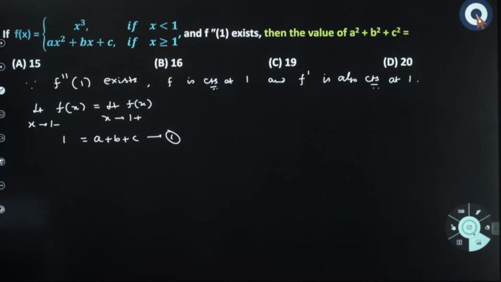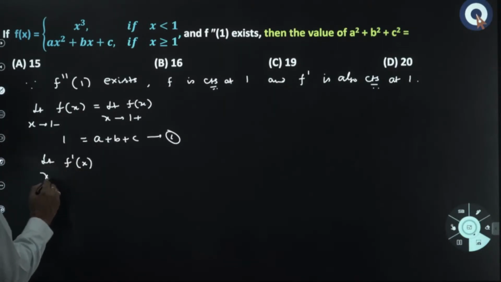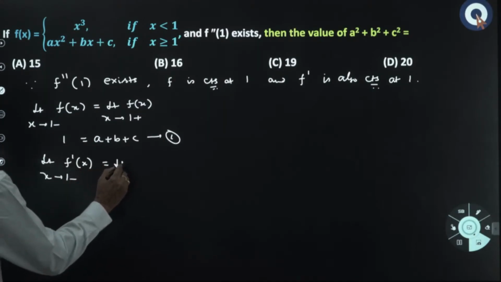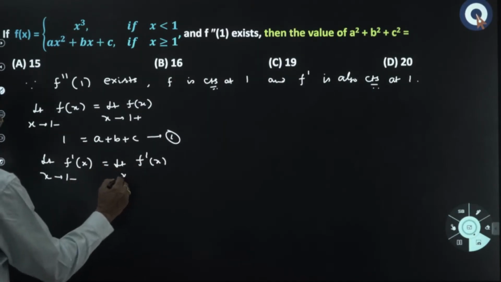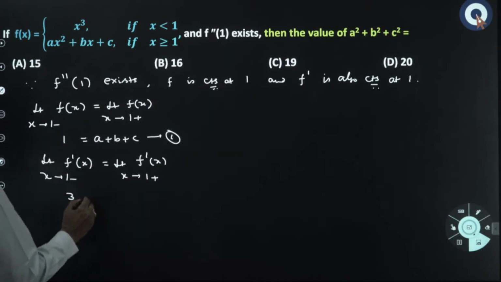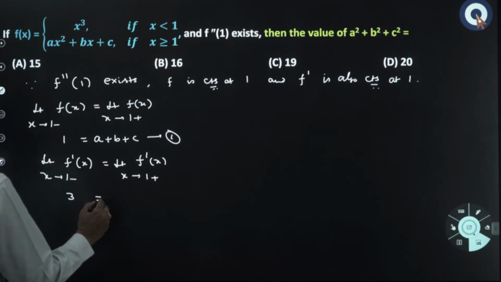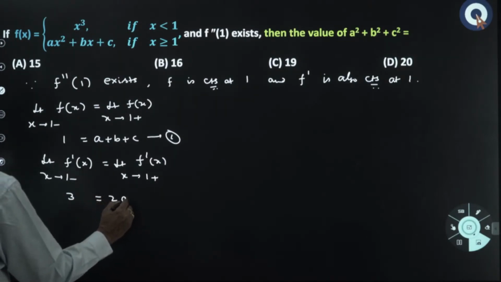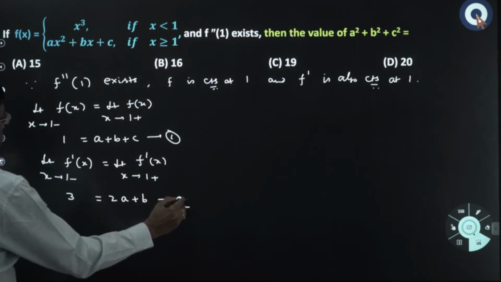Next, and also again the left hand limit for f dash x at 1 should be equal to the right hand limit of f dash x at 1. So therefore 3x square, so this becomes 3 and this becomes 2ax plus b, so 2a plus b you get. This is what you get. This is the second equation.